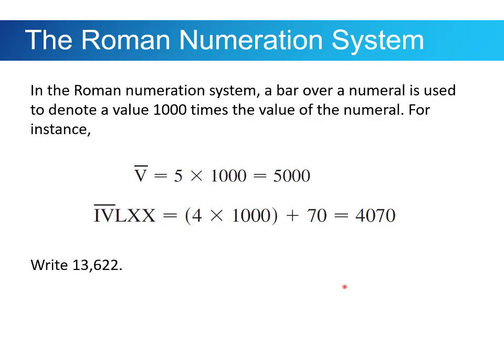Another little twist in the Roman numeration system, a bar over a numeral is used to denote a value 1,000 times the value of the numeral. For instance, a bar over 5 indicates 5,000. Here's a larger numeral where the bar is over the 4. So that bar over the 4 now represents 4,000. So this number is really 4,070. So how would you write 13,622? Well, the 13,000, well, that's 1,000 times 13. So I'll start with my 13, XIII, put a bar over that. That's my 13,000. Now I need 600, DC, 22. So 20, and then 2. There we go.